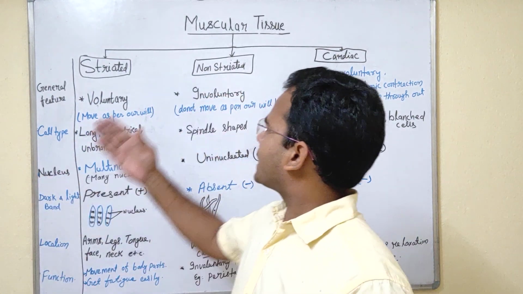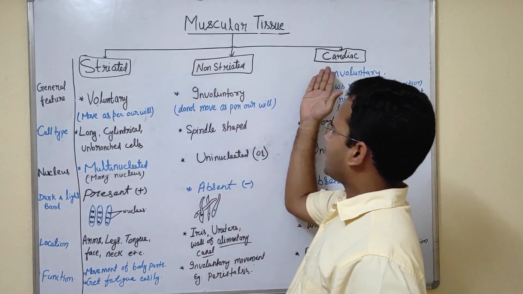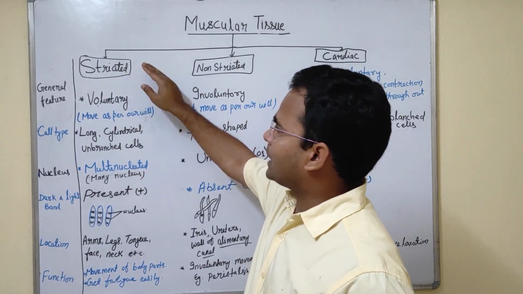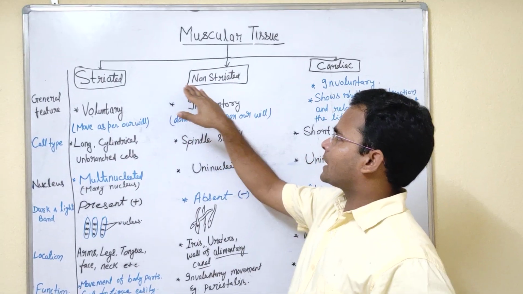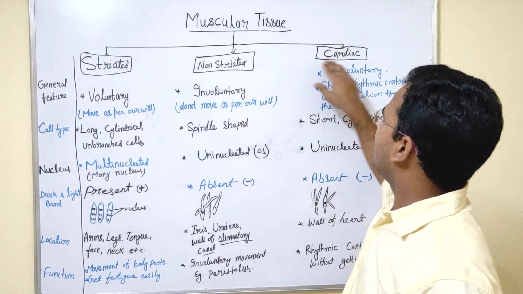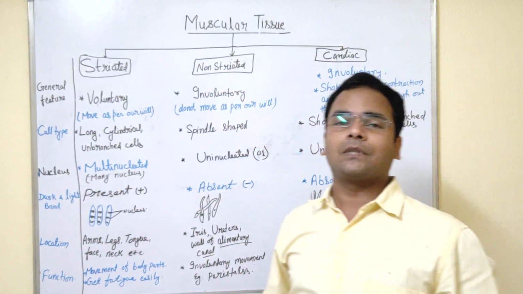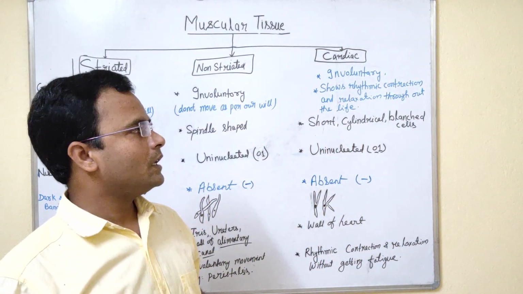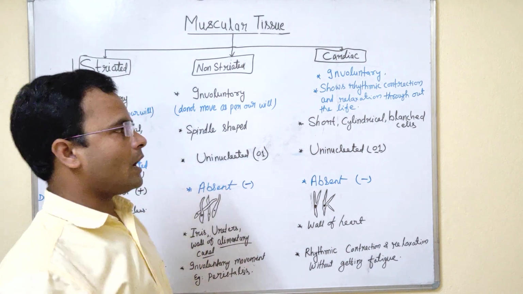So muscular tissue can be divided into three types. One is the striated, also known as voluntary muscle. The second one is non-striated muscle or involuntary muscle, and the third one is the cardiac muscle, the heart muscle. It is a special type of muscle that makes our heart.